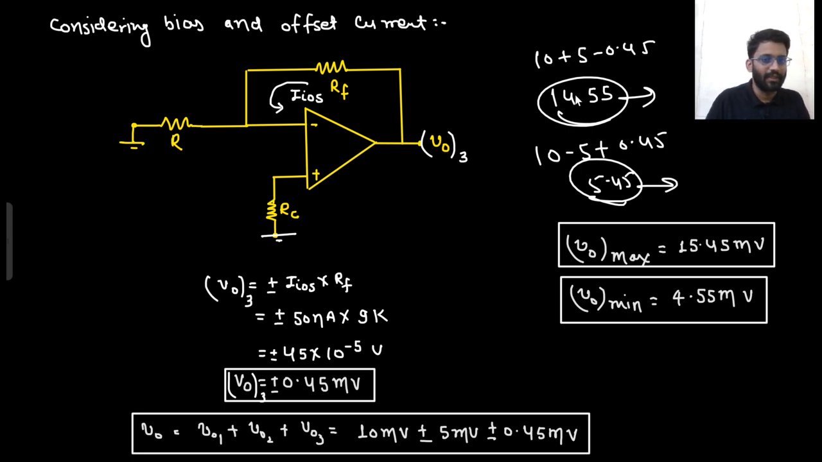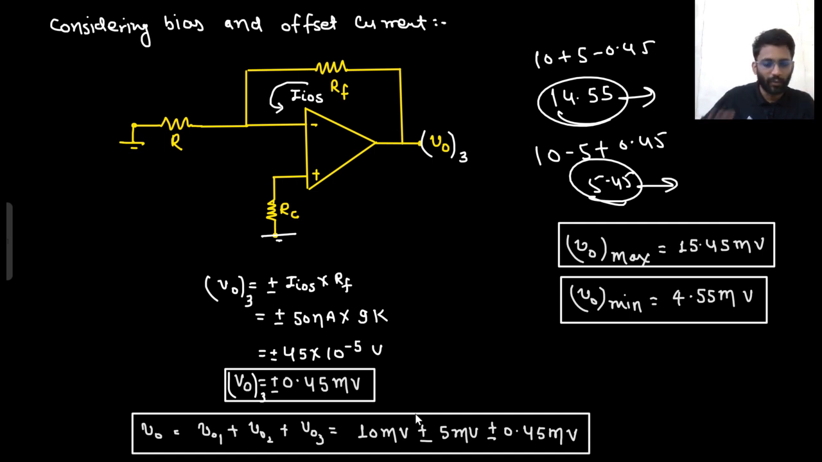There was the spec sheet, the data sheet, given. They just picked the data from there, they made the circuit, and now they are asking you what can be the output voltage. So this is how you will show it. This can be our output voltage. So maximum you can get 15.45, and sometimes you can get 5.45, depending on how the currents are flowing, how the offset voltage is there.